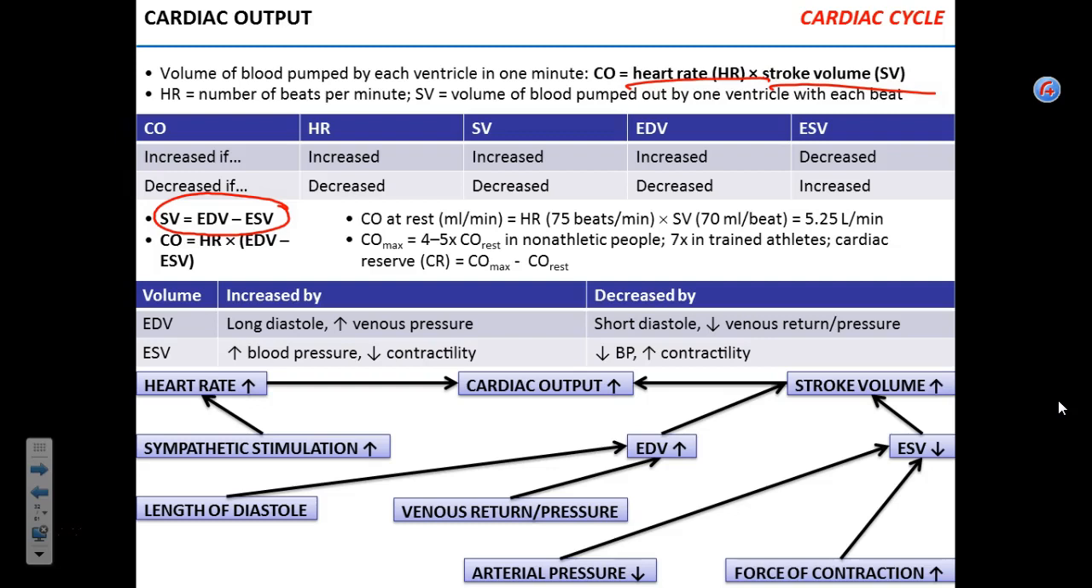So let's talk about how you can increase cardiac output. How can you increase cardiac output? Can you increase heart rate? Yes, you can, by activating which system? Sympathetic. Are we good about it? Awesome. How can we increase stroke volume? Meaning, how can we pump more blood with each contraction?